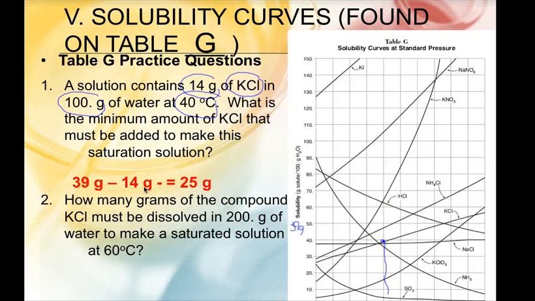Notice in the next one, however, it says 200 grams of water. So now we have to be careful. Now we know that we're not using the 100 grams. How many grams of the compound KCl must dissolve in 200 grams of water to make a saturated solution at 60? Well, here's the line for 60, and we are doing still KCl. Here's the point at 60 that would be saturated, and if we move over, I'm going to say it's about 45 grams, but that's for 100 grams of water, so we'd have to multiply that by 2. So the answer to this would be 90 grams. And that's two of the good examples of how you would use reference table G.